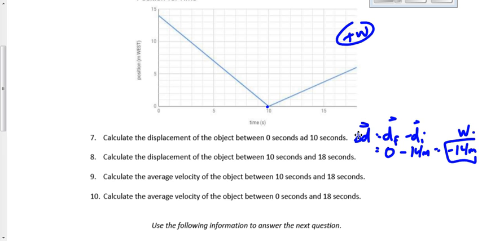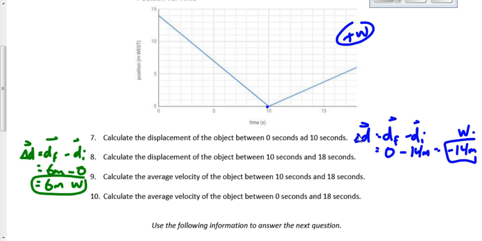8. The displacement between 10 and 18 seconds. We're going to do the same thing: the final minus the initial position. The final position at 18 seconds, if we go up and over, looks to be 6 meters. At 10 seconds, it's 0 meters. 6 minus 0 is 6.0 meters to the west.